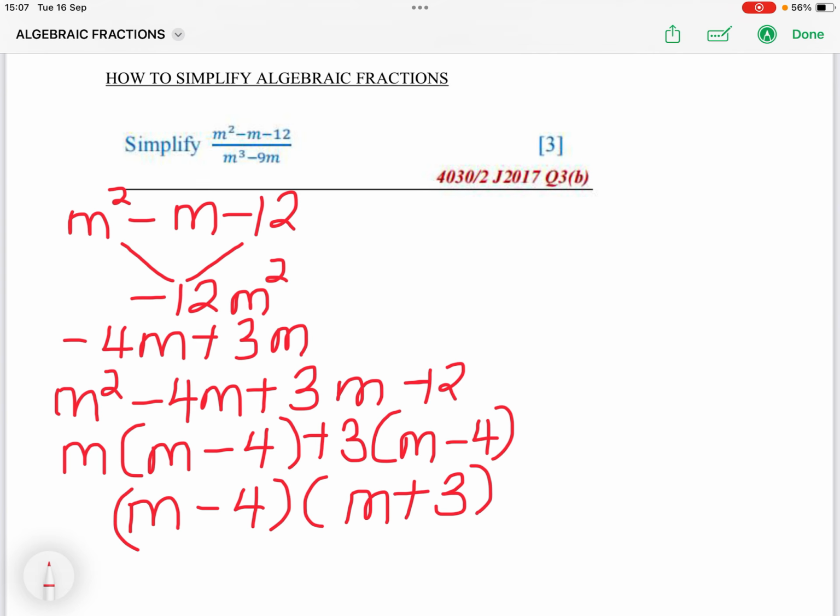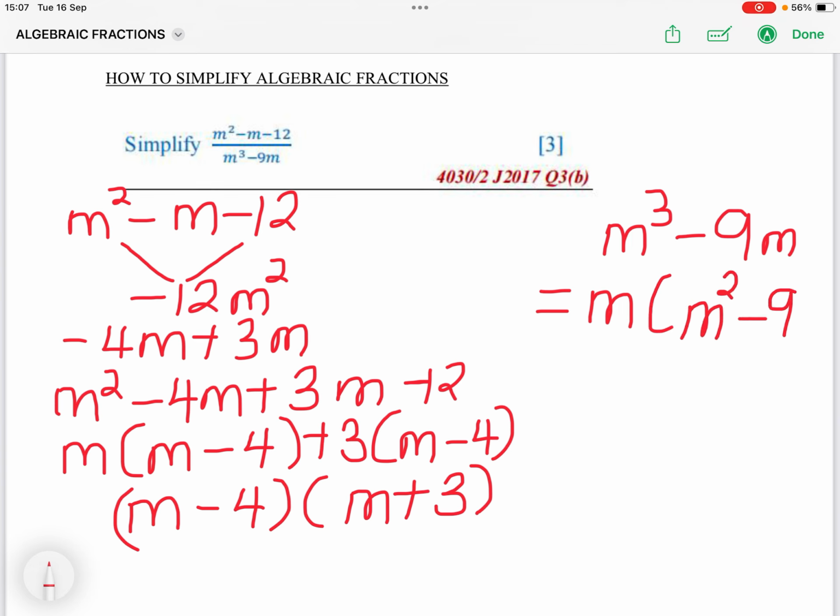And then we need to factorize our denominator. It is m cubed minus 9m. So we factor out the highest common factor, which is m, and we remain with m squared minus 9 inside the brackets. And m squared minus 9 is a difference between two squares. It can be factorized further so that we have m minus 3 times m plus 3.